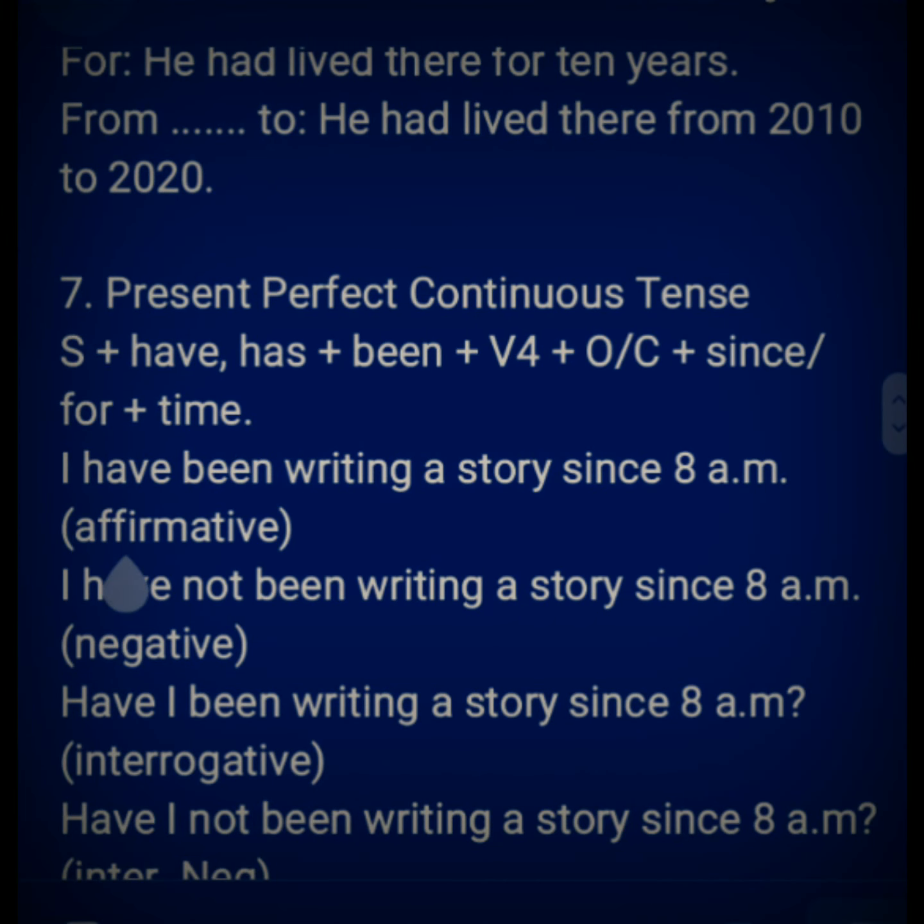Sentence: I have been writing a story since 8 a.m. This is the point of time. Since 8 a.m., 8 a.m. is the point of time, so I have used since. I have not been writing a story since 8 a.m. The first one was affirmative, and the second one is negative.